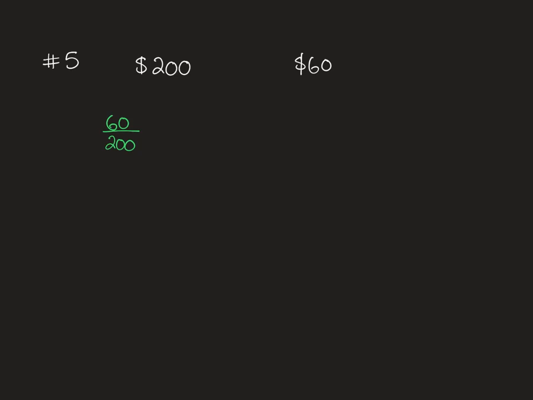Now, to turn this into a percent, we need to make it a fraction out of 100. So what would I divide by to get there? I would divide it by 2. So 60 divided by 2 is 30. Now, he has 30%.